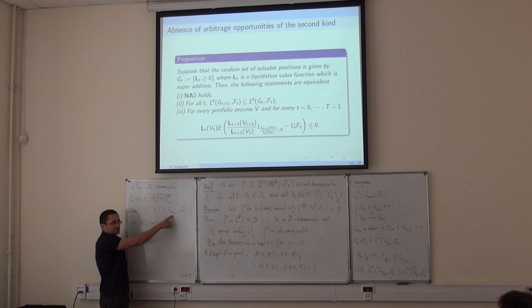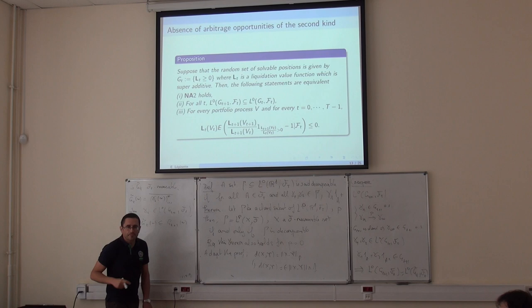I do not want to prove the equality. Clearly not, because this is an F_t measurable random set, this one is F_t measurable. But for the moment we have this. So now, second step.